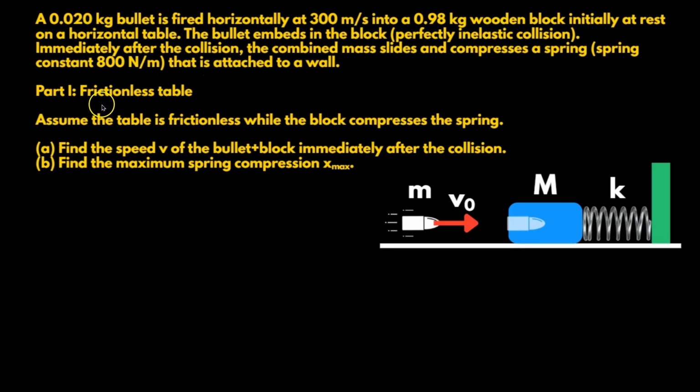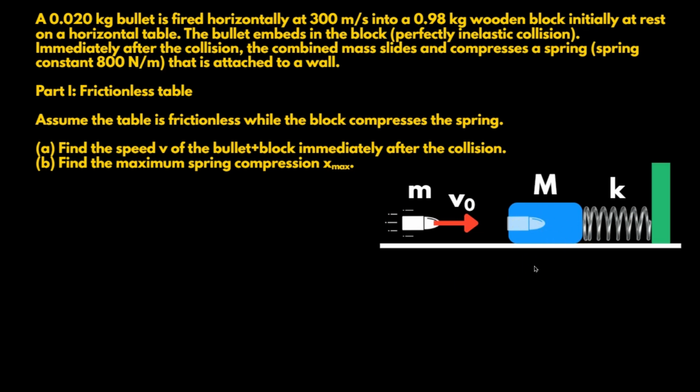Part 1, we're working with a frictionless table. Assume the table is frictionless while the block compresses the spring. Part A, find the speed v of the bullet block immediately after the collision. In this problem, we have two stages. The first stage is the bullet getting embedded into the block, and the second stage is the block and bullet compressing the spring. In the first stage, we have a collision.